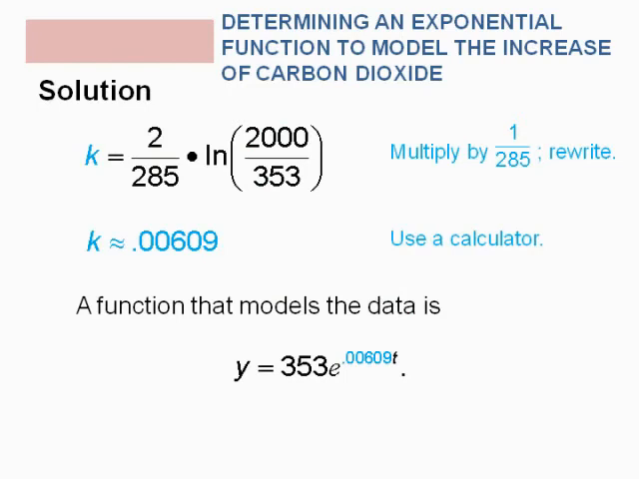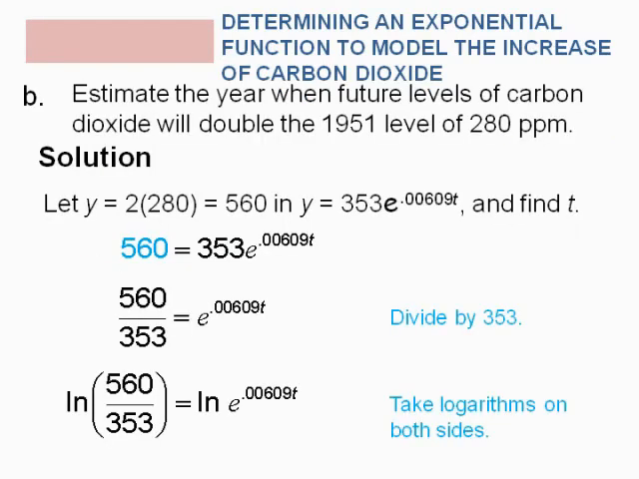And solving for K, we get about 0.00609, and use your calculator here. Make sure you get that same number. So a function that models that data from those CO2 emissions is now looking good. Here it is. So that is an exponential growth model since this K number here is greater than 0. Unfortunately, the carbon dioxide seems to be increasing in the atmosphere as measured by the chart.